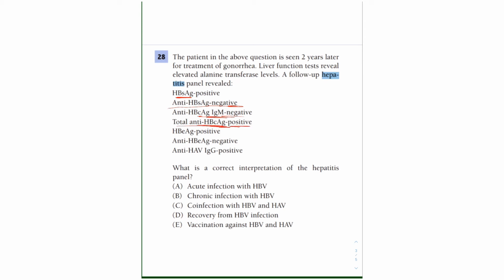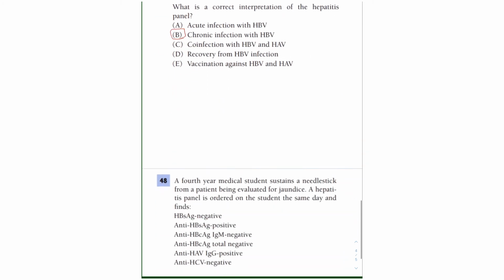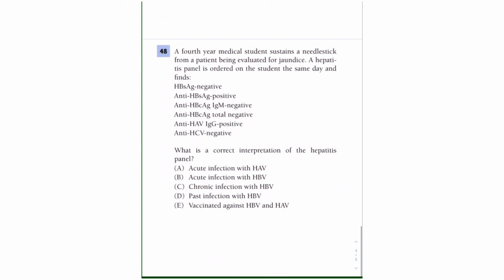However, the total core antibodies are positive. So you can tell from this question that this person has moved on from the acute phase and is now in the chronic phase, because the IgM is negative. However, the total core antibody is positive, which means the person is now making IgG antibodies, which means it's a chronic infection. Okay.